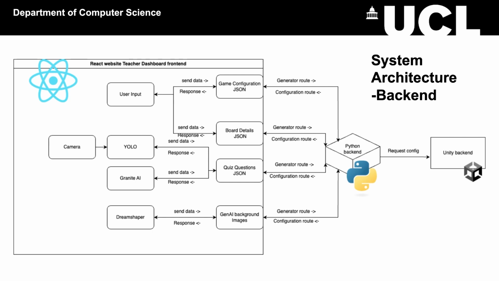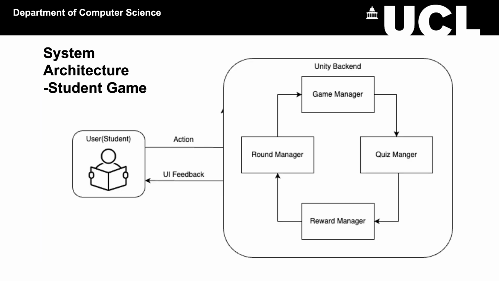The Python backend connects the teacher dashboard and the student board game, handling AI-based content generation, object detection, and configuration management. It has two main API routes: generator routes for AI features, and configuration routes for storing and syncing the game settings. The Unity student board game is a round-based game where students interact by pressing buttons to perform actions. All game objects are controlled by dedicated managers to maintain the integrity of the game flow.